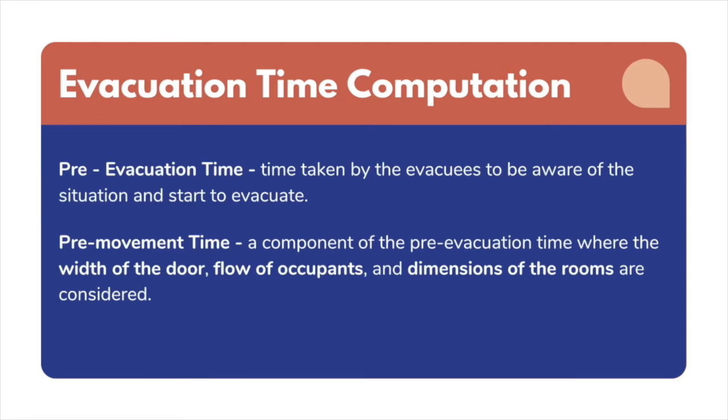All of the exit doors in the building are taken into consideration in solving for the total evacuation time. It is acquired by initially getting the pre-evacuation time of each exit door and adding it to its movement time. The pre-evacuation time is the time taken by the evacuees to be aware of the situation and start to evacuate. Prior to that, the pre-evacuation time has a component which is the pre-movement time. It is where the width of the door, the flow of occupants, and dimensions of the rooms are considered.